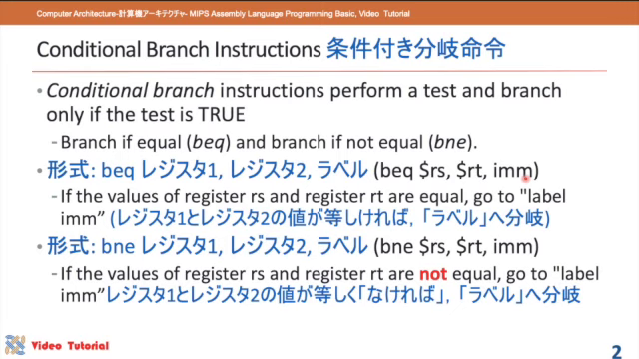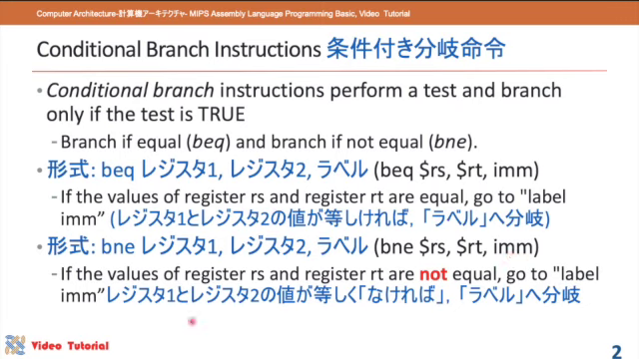Similarly, BNE, or branch if not equal, here's an example. If the values of these two registers, RS and RT, are not the same, it jumps to the label immediate.